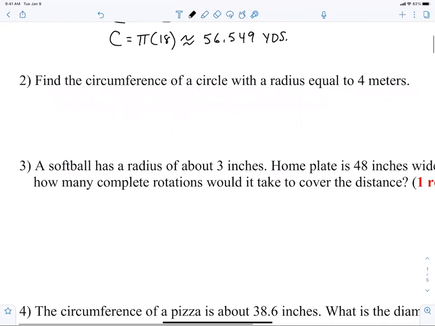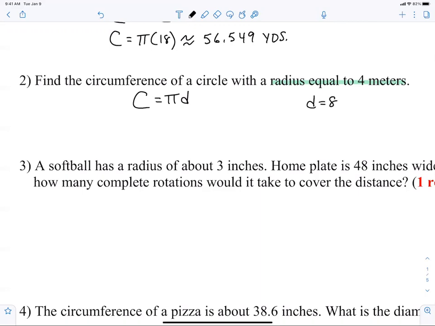Now, number 2 is just a little bit different, because this time they give us the what? They give us the radius. So I personally like the formula pi times the diameter, but you can also do 2 pi r. It just depends on your preference. So again, the circumference is equal to pi times the diameter. But they're telling us the radius is 4. If the radius is 4, then the diameter would be what? The diameter would be 8.